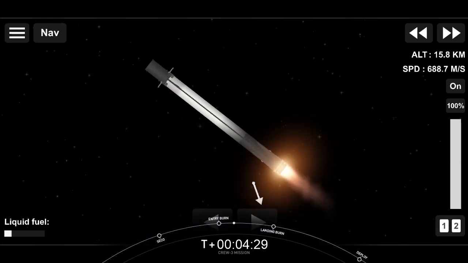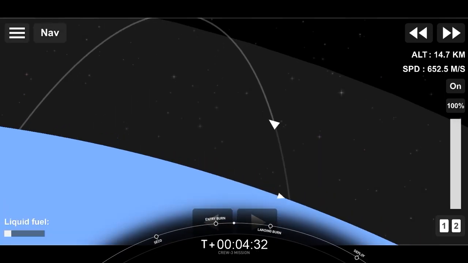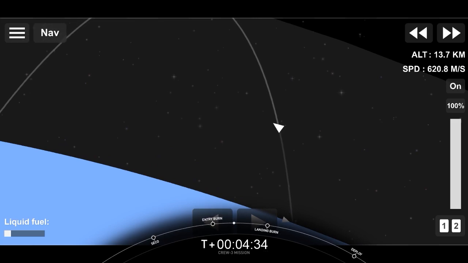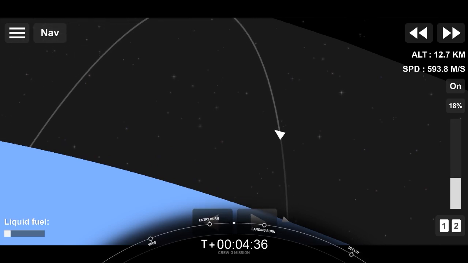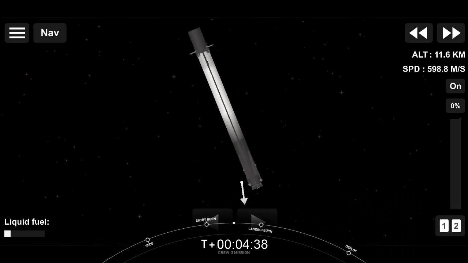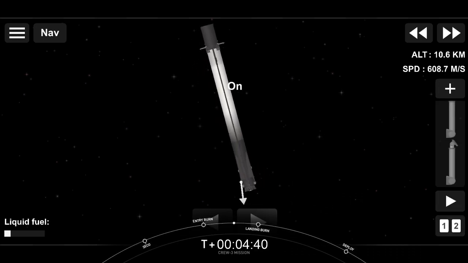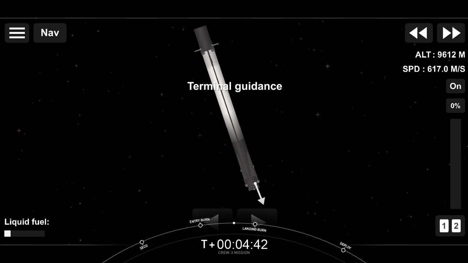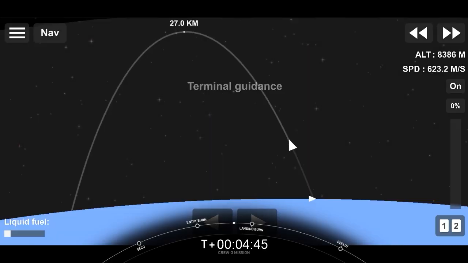We've lit the center engine. We've got the two side engines, three engines running. This is a 27 second burn. Stage 1 entry burn shutdown. Stage 1 landing burn.